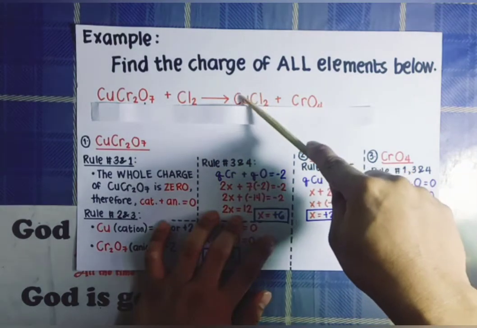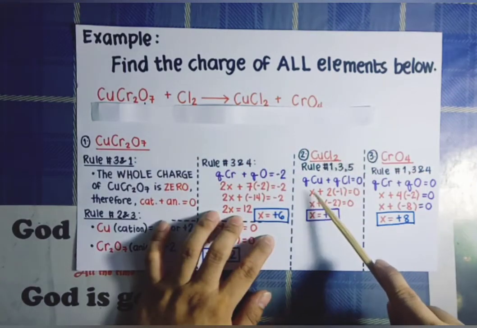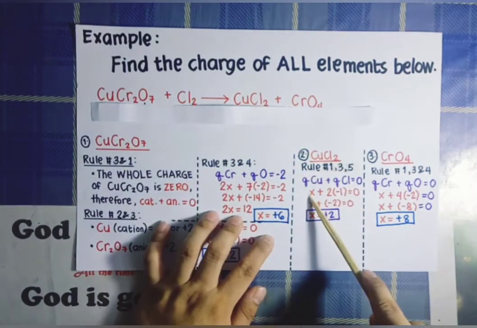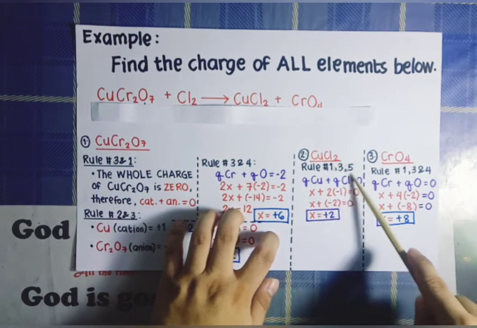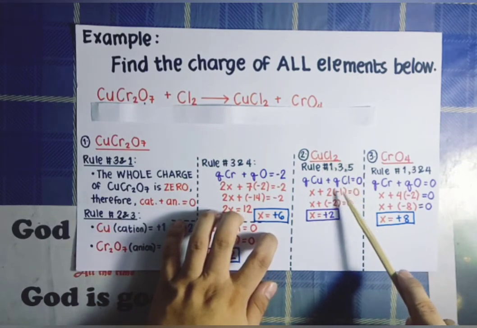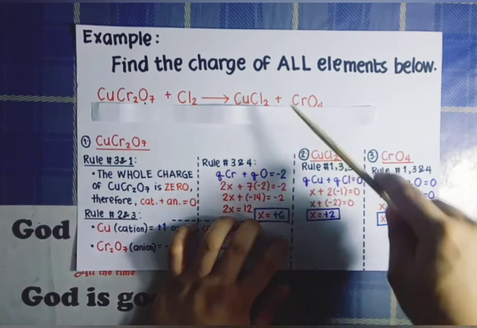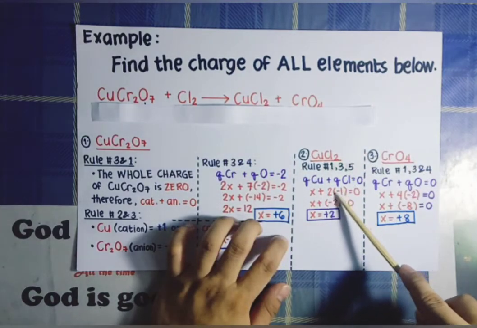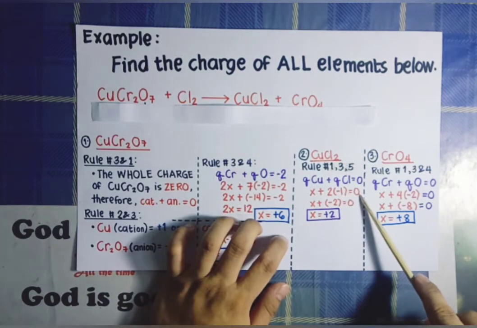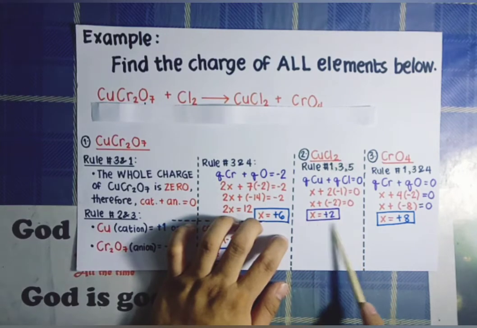If we have here 2 copper, that's 2X. If we have here 3 copper, that's 3X. But we only have here 1 copper, so that's just X. Plus, we have here the charge of chlorine, according to rule number 5, is -1 because it is on group 7. And how many chlorine do we see here? We have here 2 chlorine, so that's 2 times -1 is equal to 0. By simplifying this equation, we will have here X is equal to +2.